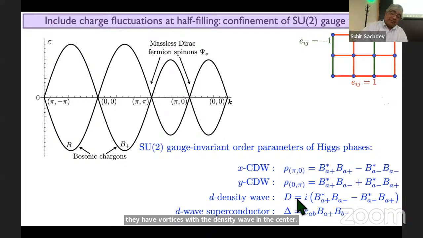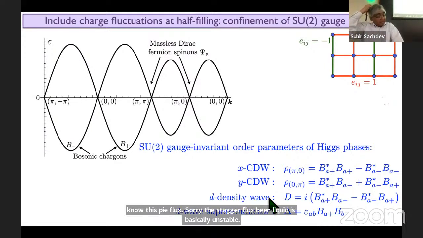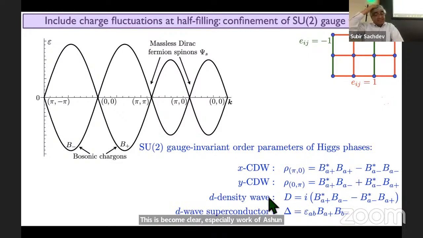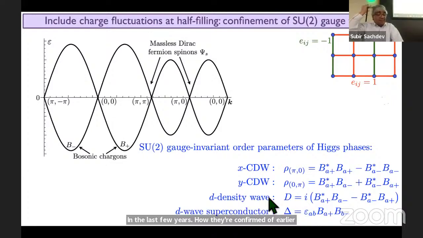When you do the pi flux, you get in addition these two charge density waves. You don't get the charge density wave with the pi staggered flux. Also, we know today that the staggered flux spin liquid is basically unstable. This has become clear, especially from the work of Ashwin Vishwanath and collaborators in the last few years, where they confirmed an earlier calculation by Jason Alicea that there's a trivial monopole in the staggered flux phase. So this means that almost certainly it's a confining phase.